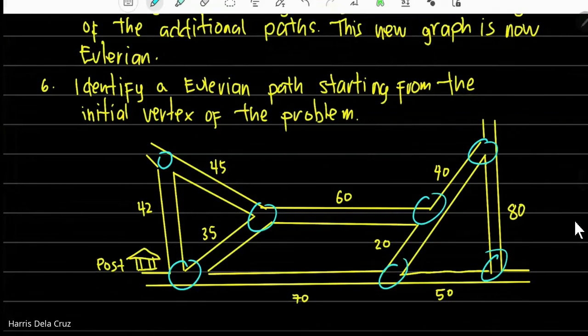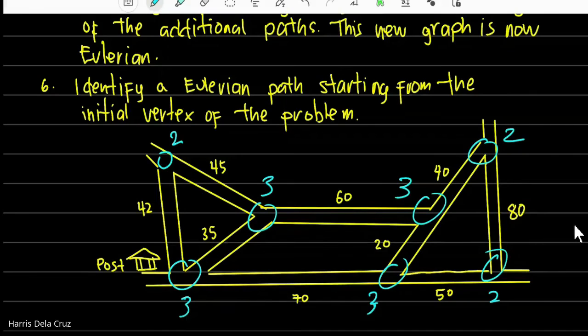So here, the degree is 2, the degree is 3, the degree is 3, the degree is 3, the degree is 2, 3 rather, and then 2. Don't worry, the number of odd vertices will always be even. So either 2, 4, 6, 8. So you can always pair them up.